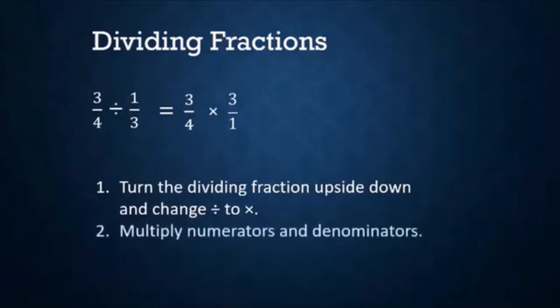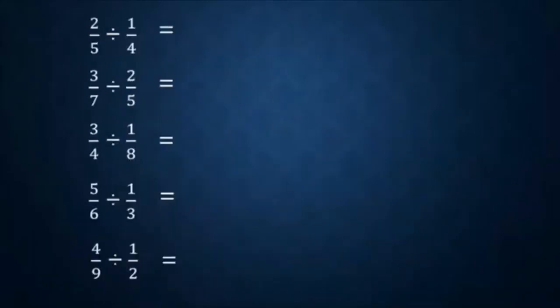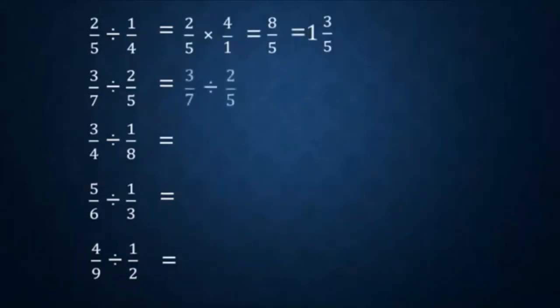The second step is to multiply the numerators and denominators. And then, if necessary, we have to cancel down and change to mixed numbers. For example, 2 by 5 divided by 1 by 4 is equal to 3 by 5. For example, 3 by 7 divided by 2 by 5 is equal to 15 by 14 or 1 by 14.